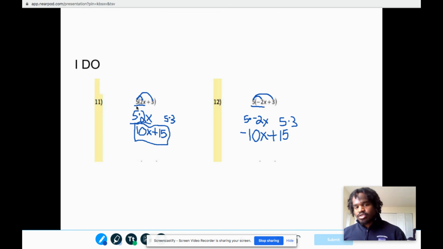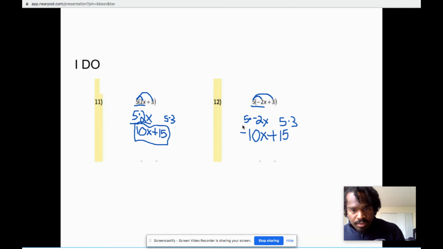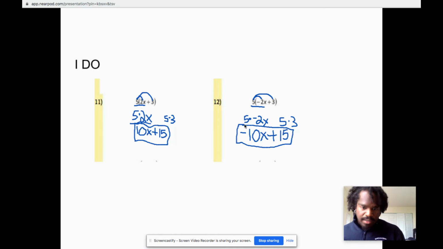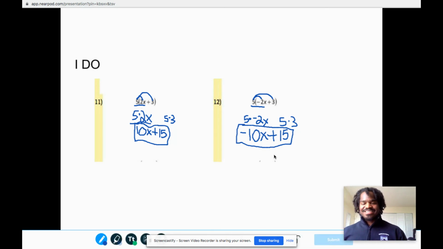In this case, we have 2 positives. So a positive times a positive is going to give you a positive. Okay, so pay attention to the signs so that you're not mixing up the signs because that will give you the wrong answer. Okay, we're just going to box it off. And you're going to follow these same steps in the next examples. All right.